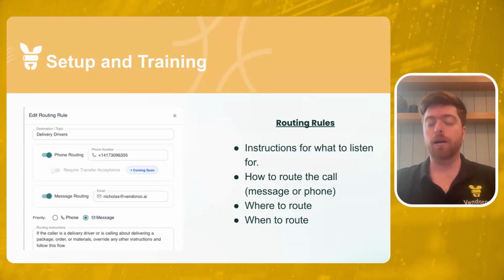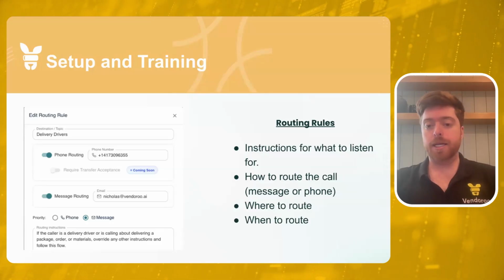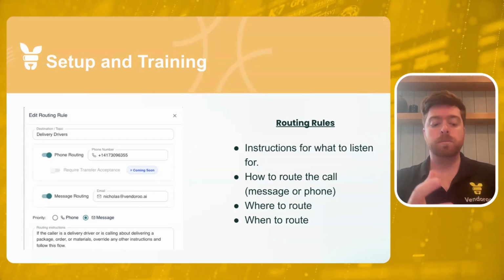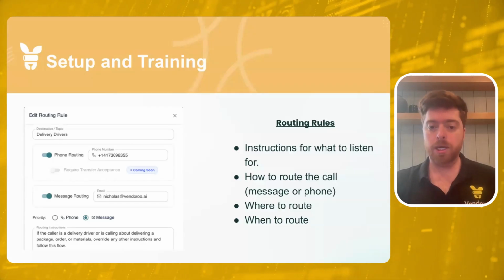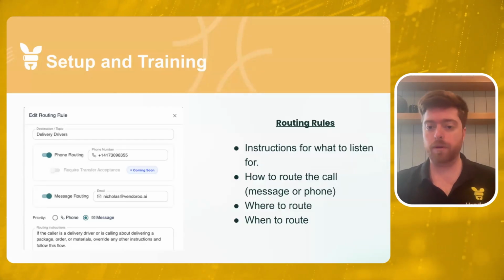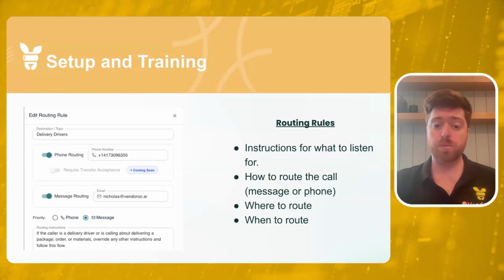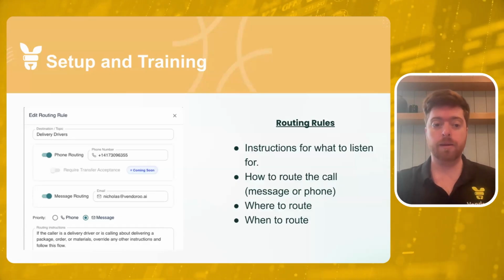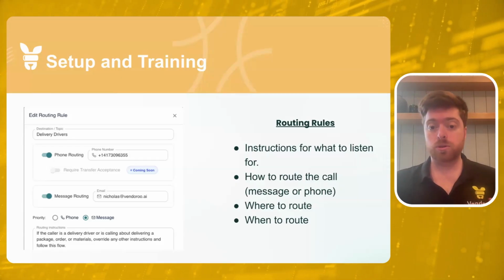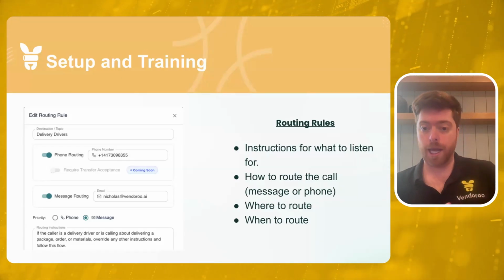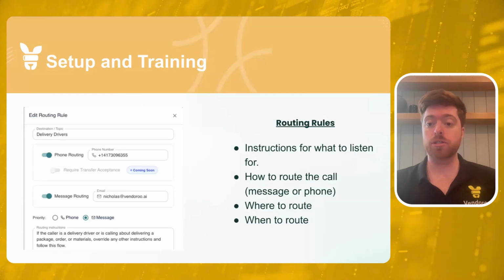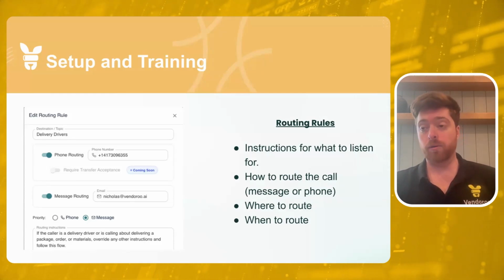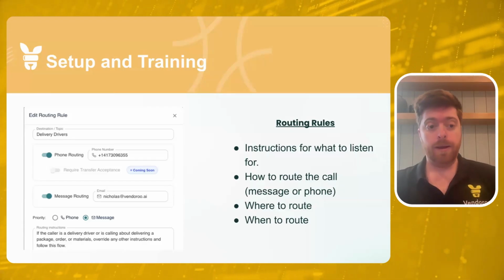In a lot of the first webinars that I did, I talked about generative versus agentic AI. Generative is providing information based on a set of rules or instructions that it has, which is your knowledge base. So that's more generative, and then Receptionist is just a voice on top of that. Whereas our routing rules truly turn Receptionist into agentic AI. It's the instructions basically for what to listen for, how to route the call, where to route the call, and when.